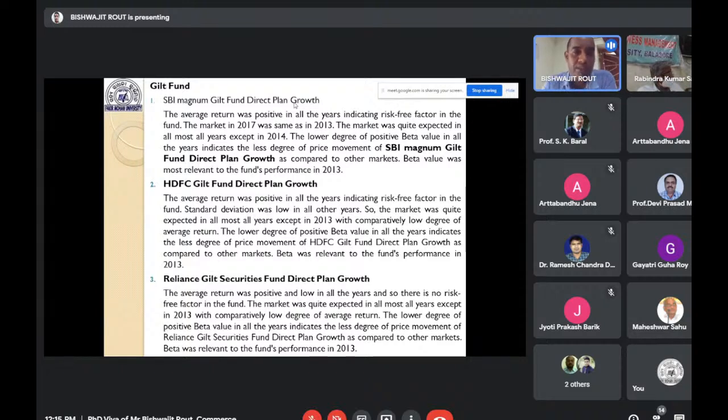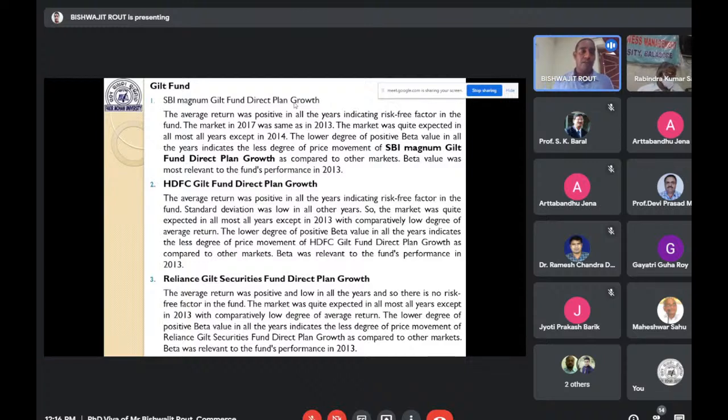The average return was positive in all the years, indicating risk-free return in the fund. Standard deviation was low in all the other years. The market was quite expected in almost all years except 2013 with comparatively low degree of average return. The lower degree of positive beta value in all the years indicates the less degree of price movement of HDFC Gilt Fund Direct Plan Growth as compared to other market. Beta was relevant to the fund performance in the year 2013.